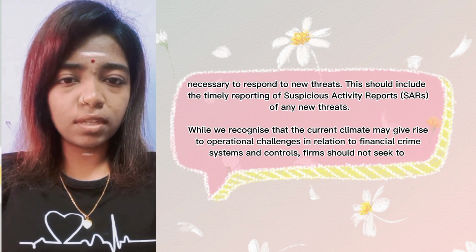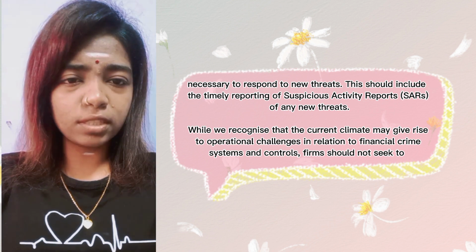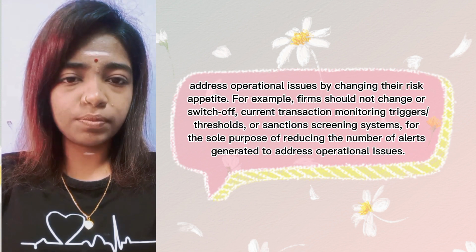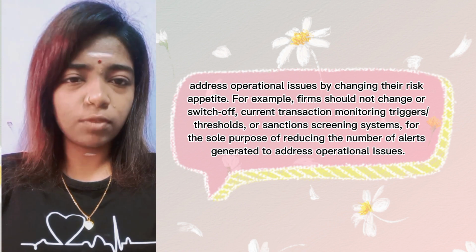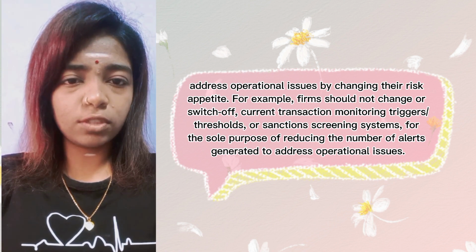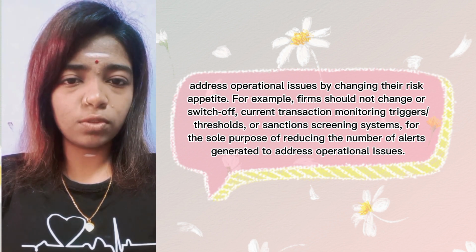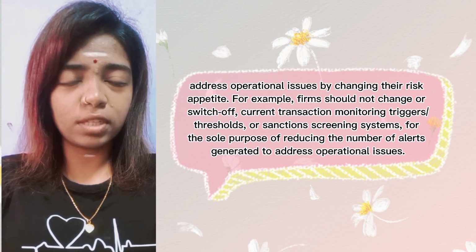While we recognize that the current climate may give rise to operational challenges in relation to financial crime systems and controls, firms should not seek to address operational issues by changing their risk appetite. For example, firms should not change or switch off current transaction monitoring triggers or transaction screening systems for the sole purpose of reducing the number of alerts generated to address operational issues.